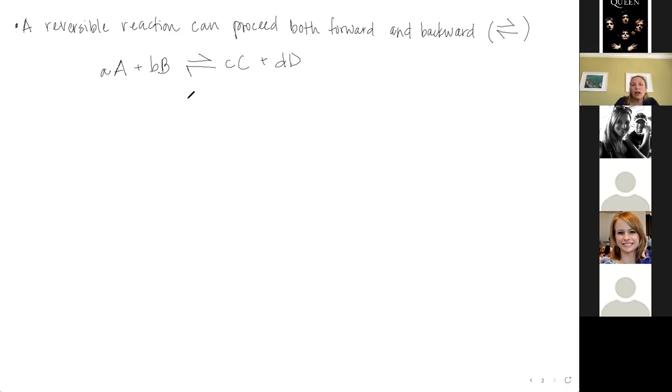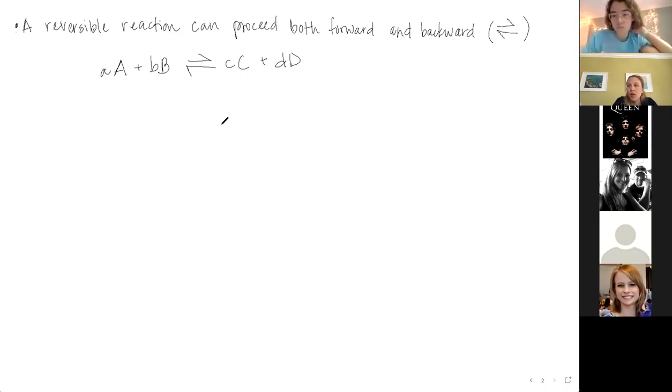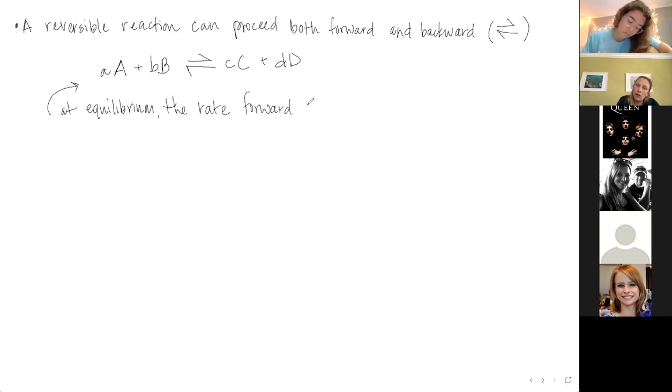So this is a generic formula. You could have more reactants, more products, less, whatever. This is just a basic breakdown of a reversible reaction. And at equilibrium, the rate forward equals the rate backwards. So for this equation, at equilibrium, the rate forward equals the rate backward.